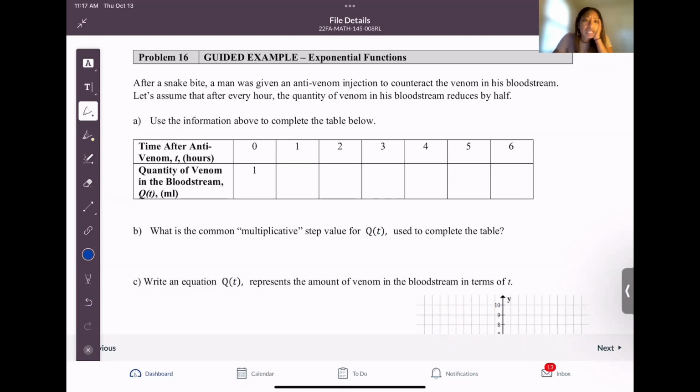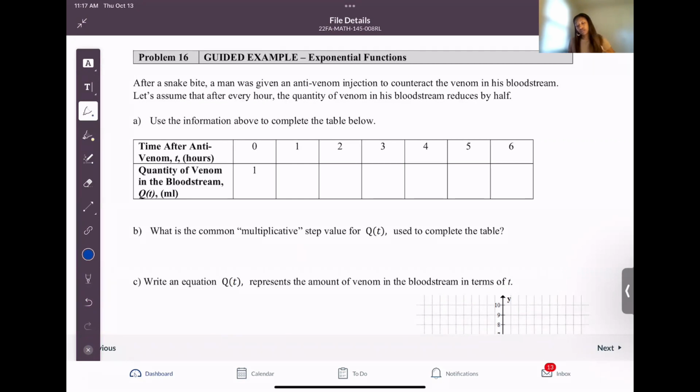This is a word problem. After a snake bite, a man was given an anti-venom injection to counteract the venom in his bloodstream. Let's assume that after every hour, the quantity of venom in his bloodstream reduces by half. So he got bit, has a lot of venom, took some medicine, so the amount of venom is decreasing by half every hour. Use this information to complete the table below.